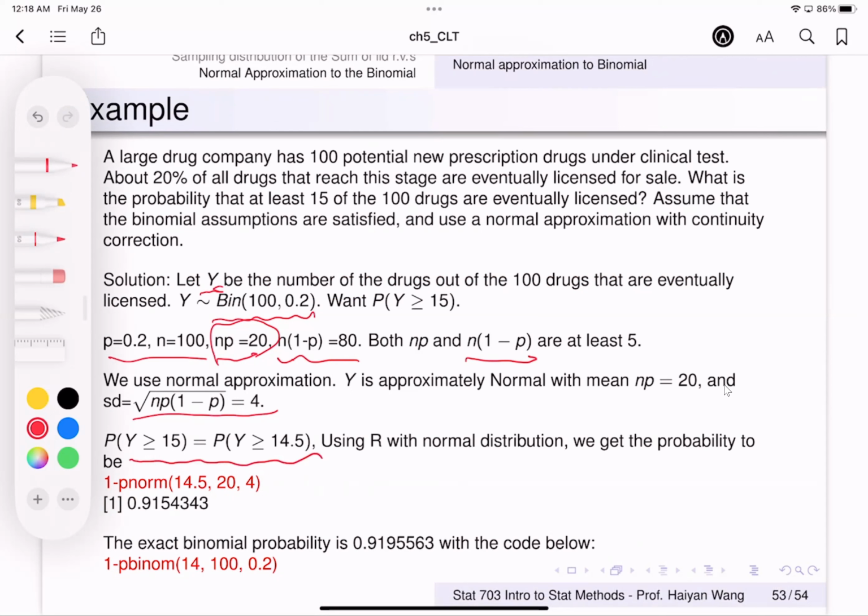So for y greater than or equal to 15, we use the normal greater than or equal to 14.5 to compute that. In R, we do 1 minus pnorm of 14.5, and we put the mean and the standard deviation in it. So that's the approximation of the probability using the normal. For this example, if you compute the binomial exact probability, it is 0.919, and the normal approximation is 0.915. They are pretty close.